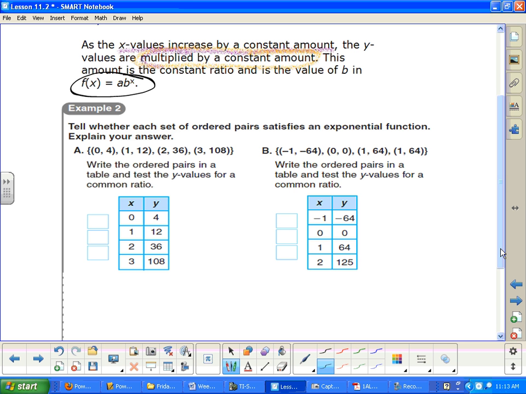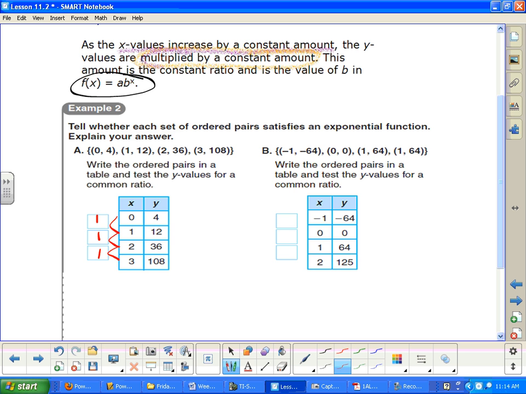So we want to tell whether each set of pairs satisfies an exponential function. So we're going to look at the x values first. Are the x values changing at a constant rate? So for letter A, they go up by 1 each time. So if we calculated the constant differences, or first differences, we have 3 minus 2 is 1, 2 minus 1 is 1, and 1 minus 0 is 1.